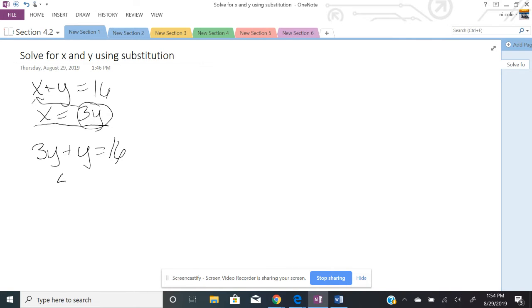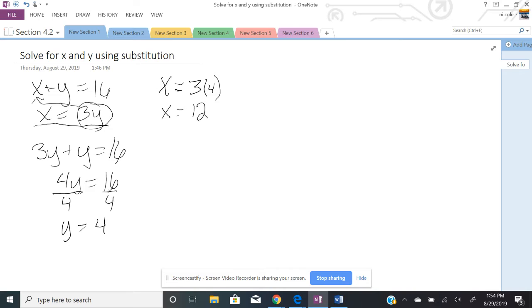3y plus y equals 4y, which equals 16. Divide by 4, divide by 4, y is equal to 4. All right, so now I need to find out what x is. I can throw this into either the first equation or the second equation and solve for x. I'm going to put it into the second equation because that looks a little bit easier. So I know that x is equal to 3 times y, and I'm going to replace y with 4. So therefore, x is equal to 12.